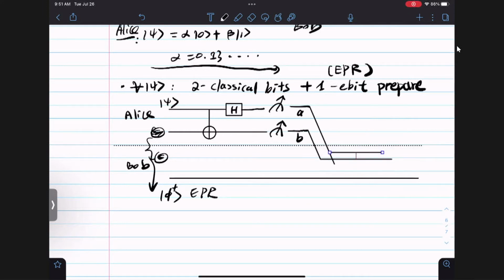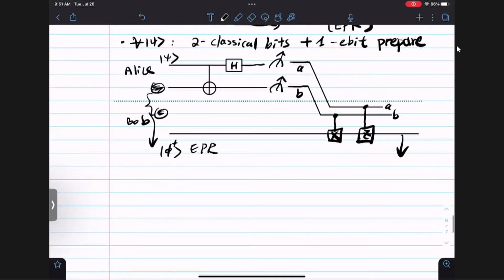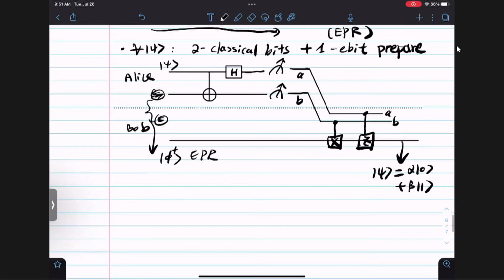Sorry, I don't know how to do it properly. Here we go, that's better. So Bob will just apply a controlled bit flip, which is controlled by the bit B, and then another controlled phase flip according to the bit A. And then this state here is going to be exactly psi, which is Alice's initial state. It's kind of like magic.